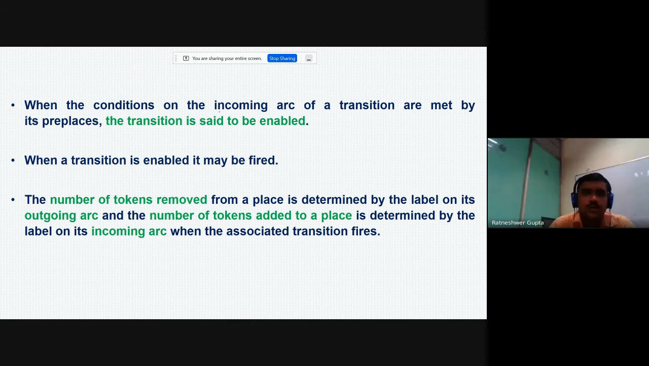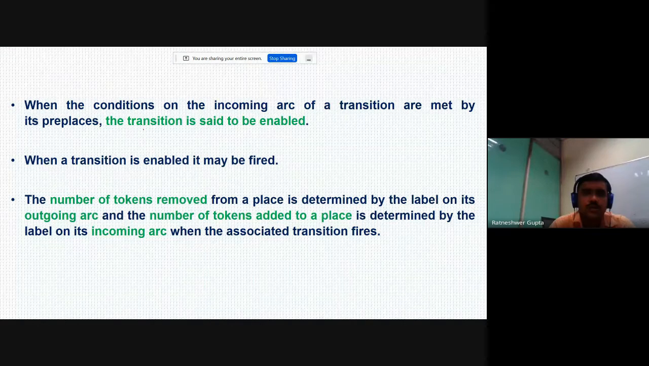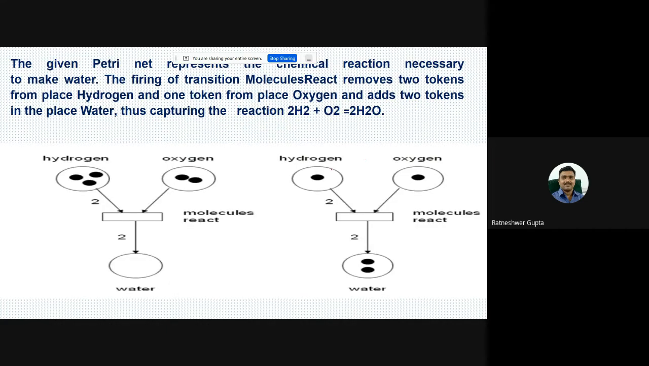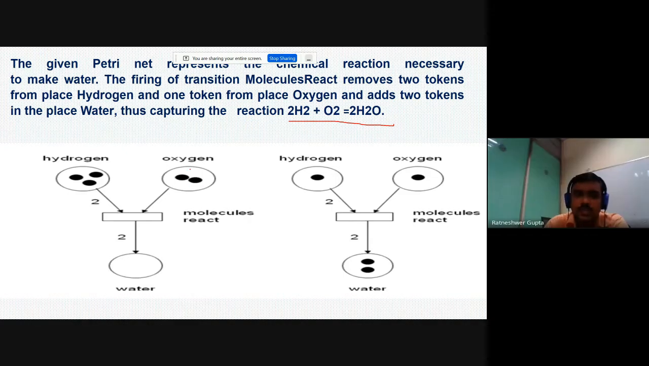When the conditions on the incoming arc of a transition are met by its pre-places, the transition is said to be enabled. This means that if we have sufficient resources, then this particular process transition will be enabled or activated. Look at this very simple example: 2H2 + O2 = 2H2O. Here we have 3 hydrogen resources and 2 oxygen resources. For this process to be enabled, we require 2 hydrogen molecules and 1 oxygen molecule. If we have 2 molecules of hydrogen and 1 molecule of oxygen, we can create water.